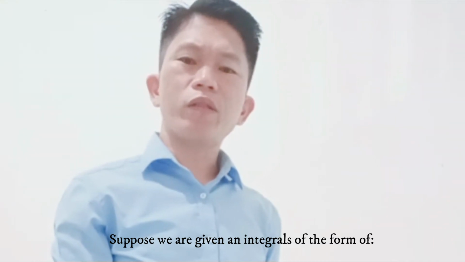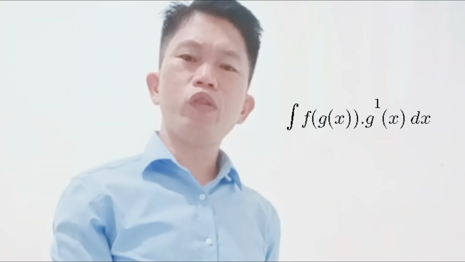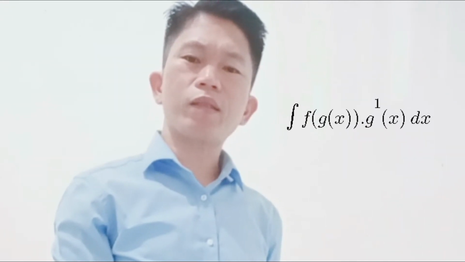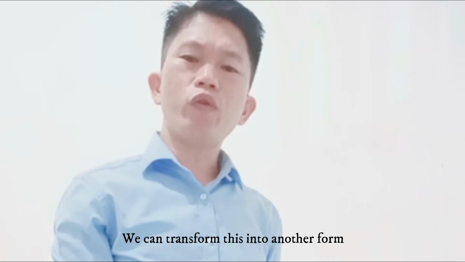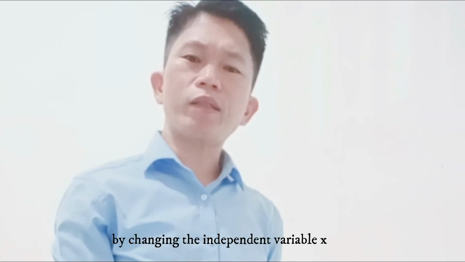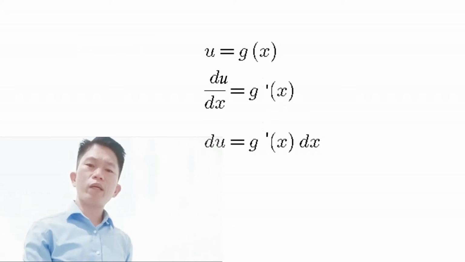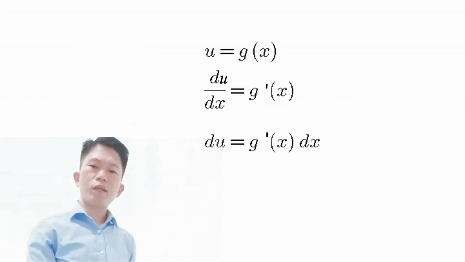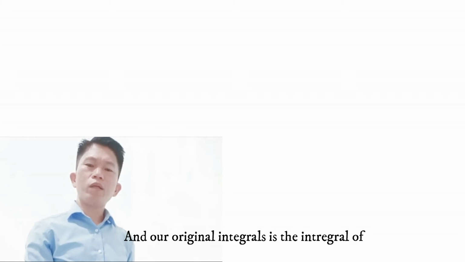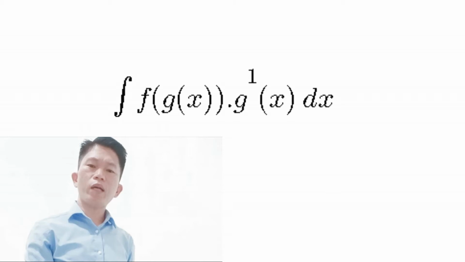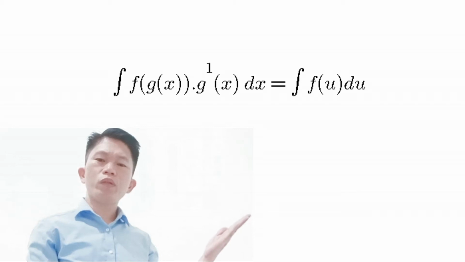Suppose we are given an integral in the form of the integral of f of g of x times g prime of x dx. We can transform this into another form by changing the independent variable x to u using substitution. We are going to let u as g of x, and the derivative of u with respect to x equals g prime of x. And our du is equal to g prime of x dx. And our original integral, the integral of f of g of x times g prime of x dx, can be written as the integral of f of u du.